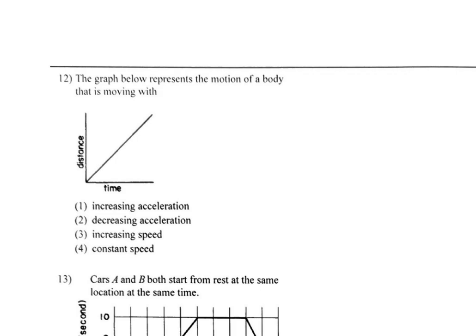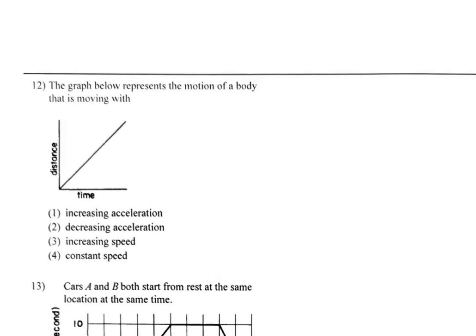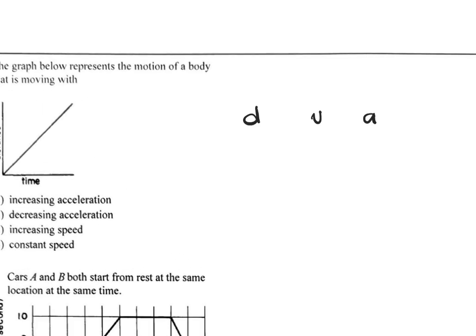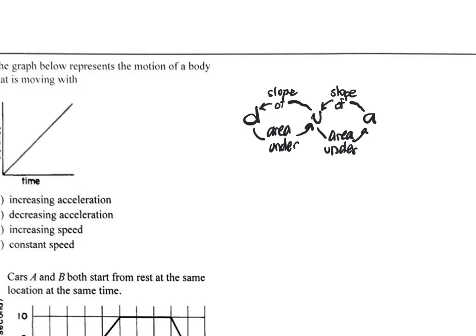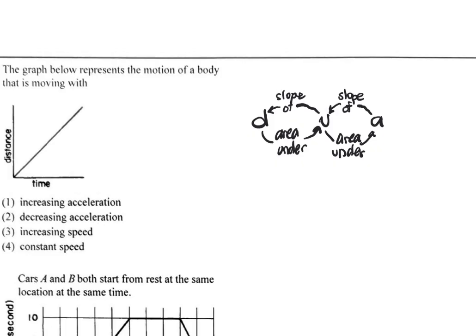Now it's time for motion graphs. So, a little recap on motion graphs. There are 3 different kinds of graphs: displacement, velocity, and acceleration. Acceleration is the slope of a velocity graph, and velocity is the slope of a displacement graph. Going the other way, displacement is the area under a velocity graph, and velocity is the area under an acceleration graph. Okay, keeping that in mind.